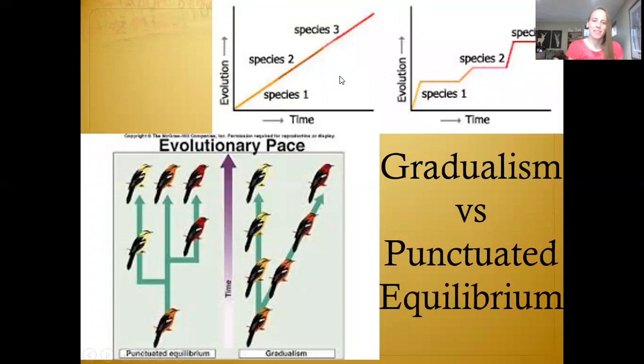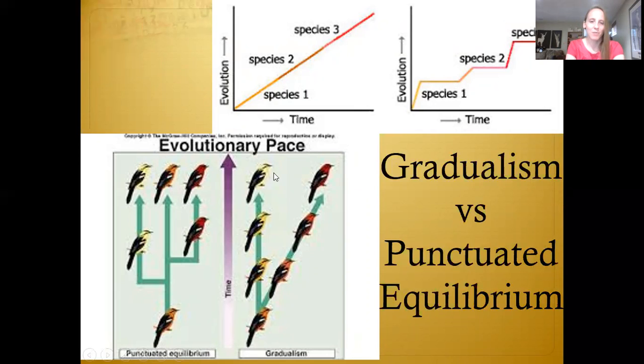Okay, so this is kind of like what the two different theories of evolution would look like. With gradualism, you just have this slow, steady change of one species to the next that happens so slowly that it's hard to tell where one species ends and the next one starts. With punctuated equilibrium, you have these long periods of time where the species isn't changing at all, and then it quickly evolves, and then it stays stable for a long period of time, and then quickly evolves, and then stays stable for a long period of time.